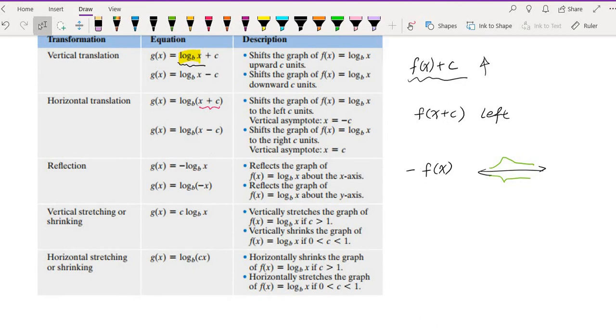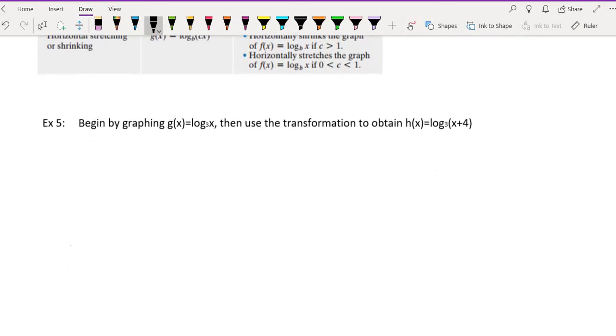Reflection is just going to be negative f of x. So again, in this case, your function is log base b of x. That's why you're going to have a negative outside. Then think about it like a lake. If we have f of negative x, that means you're going to have a mirror in here. Okay, if you're a person right there, let's say that will be the mirror. So that's reflection about the y-axis. And then vertical stretching and horizontal stretching are all the same concepts. Okay, let's go ahead and look at how we do example 5.